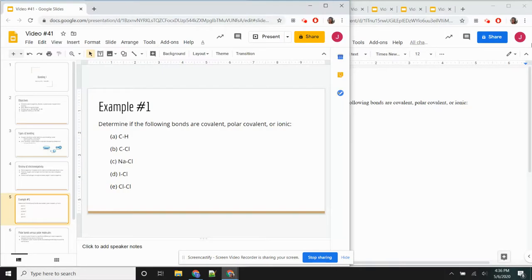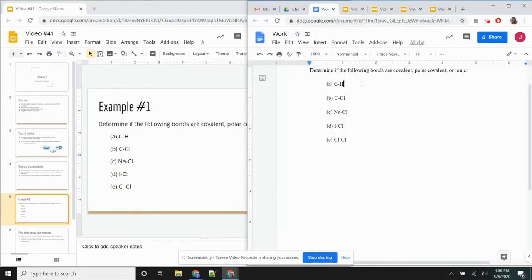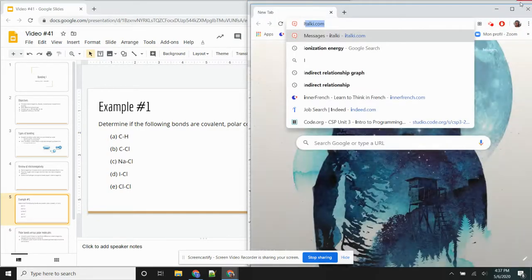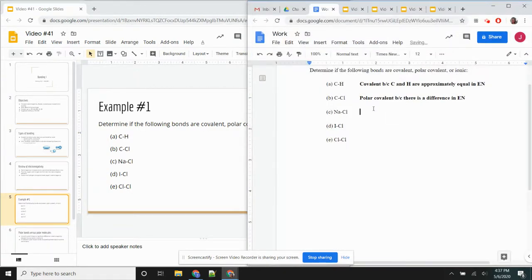Right, I'm going to work through it. I'm going to write down my answers, as well as my reason for this. So the first one, this is covalent because carbon and hydrogen are so close in electronegativity. CCl, this is polar covalent because there's a difference in electronegativity. NaCl, this is ionic. So ionic, I know that because of the fact that sodium is a metal and chlorine is a nonmetal.